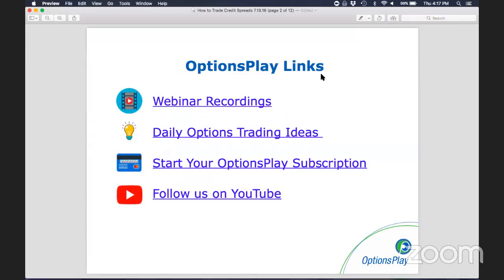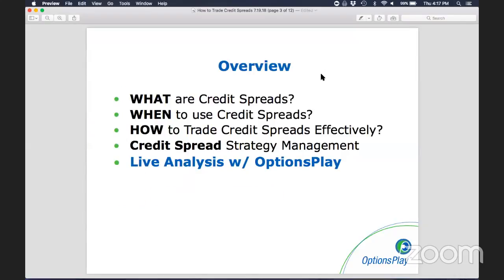I'm going to cover first of all, what are credit spreads, when you should consider using them, how to trade credit spreads effectively, and then we'll talk a little bit about how to manage these credit spreads, meaning how do you actually decide when to cut your losses or when to take profits on these types of trades.